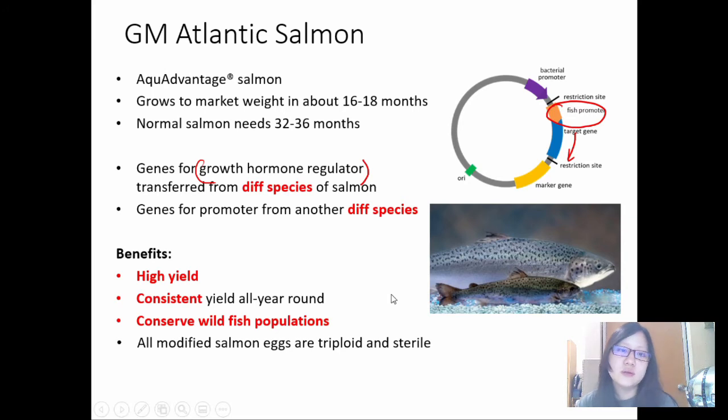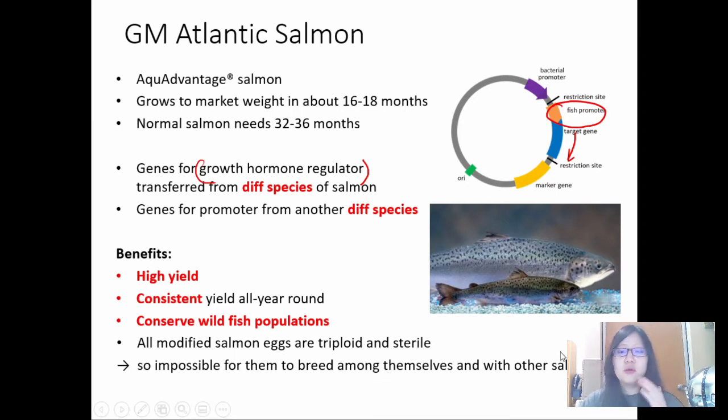Now, to add on to that, there's also a concern that GM Atlantic salmon may outbreed with wild populations and then transfer this really quick growth hormone regulator to the wild population. That would cause certain fish to become a pest to others and outcompete the other species. So this is one of the benefits here. The AquAdvantage salmon is actually designed to be triploid and sterile. So all modified salmon eggs are triploid and sterile. They cannot breed among themselves. They cannot breed with other salmon.